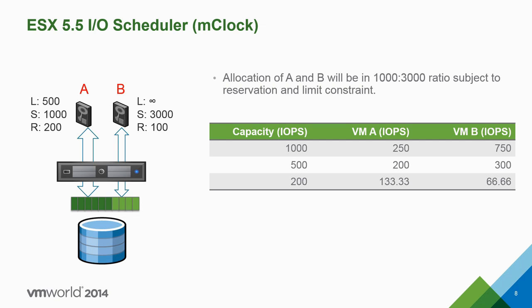Okay? The last row. What happens if the capacity was 200? Not enough even to satisfy the reservations. The behavior of the scheduler, if such a case occurs, and it might happen in some cases, is that the IOPS that each individual VMDK will get is in proportion to their reservations. So in this particular case, A has twice the reservation of B, so it will get twice as much performance as VM B. Okay? So this was a simple example. We have a single data store, single host.